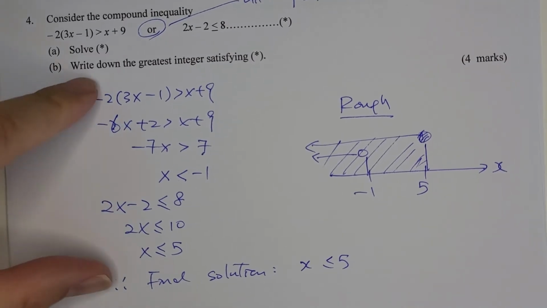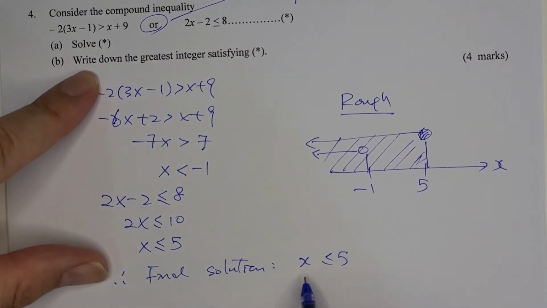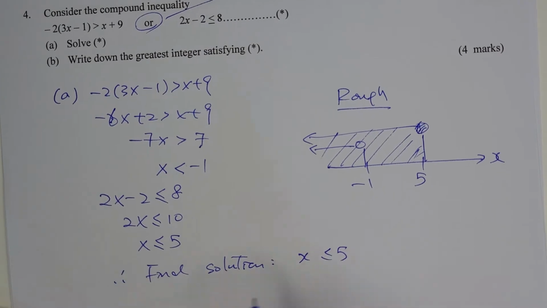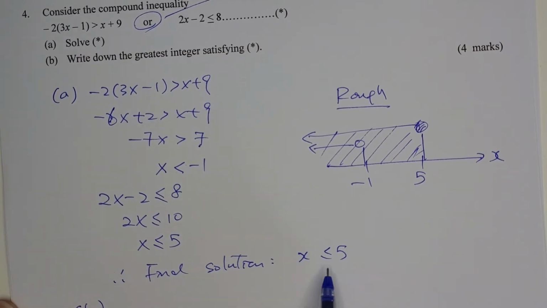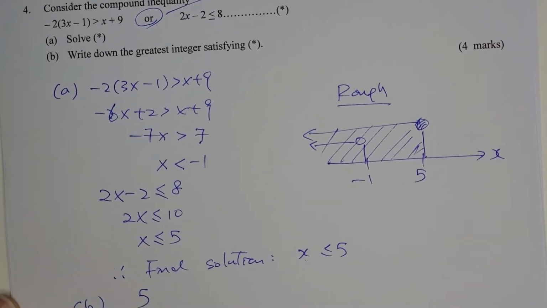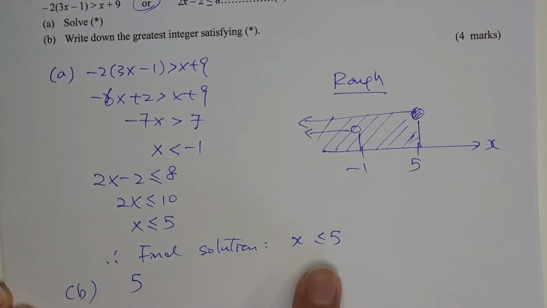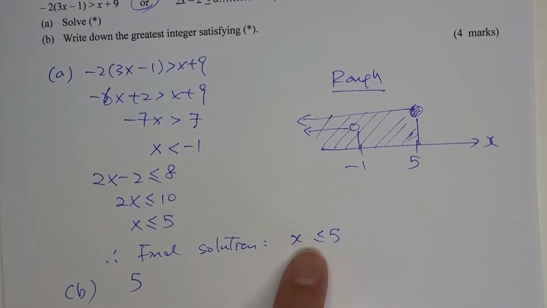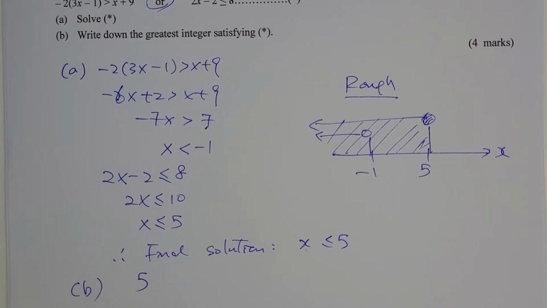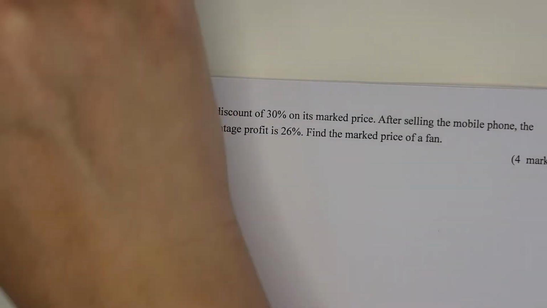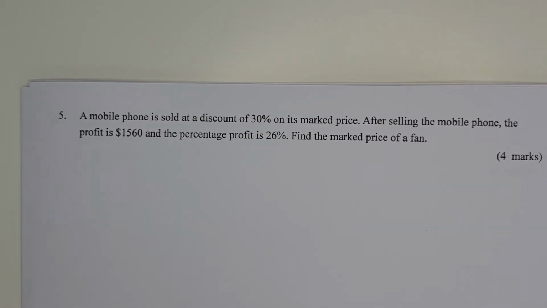You need to solve these two inequalities correctly and get the final solutions correctly. B, write down the greatest integer satisfying this compound inequality. The greatest integer that satisfies x less than or equal to 5 is 5. Because 5 is less than or equal to 5, it can equal 5 here. You can see that, okay? So that's the end of question number 4. And then go to question number 5.